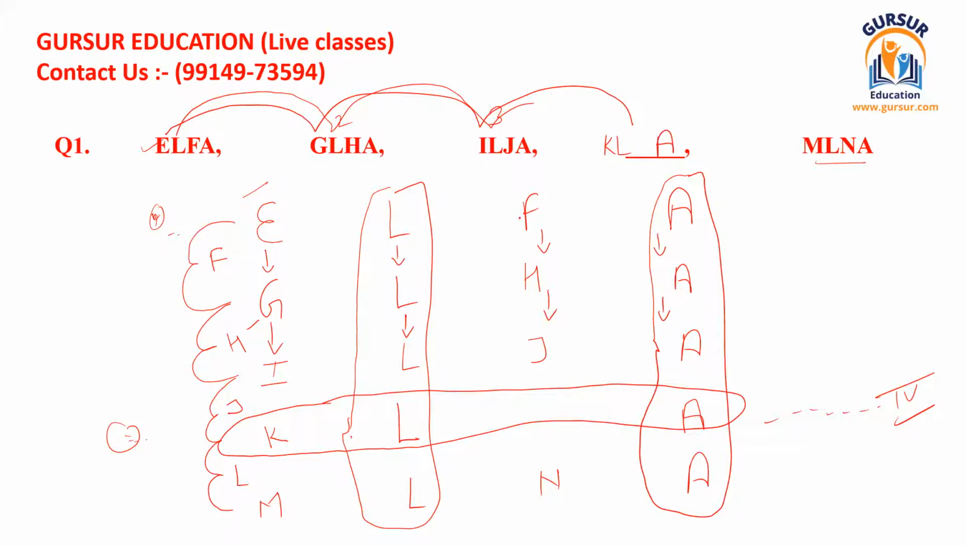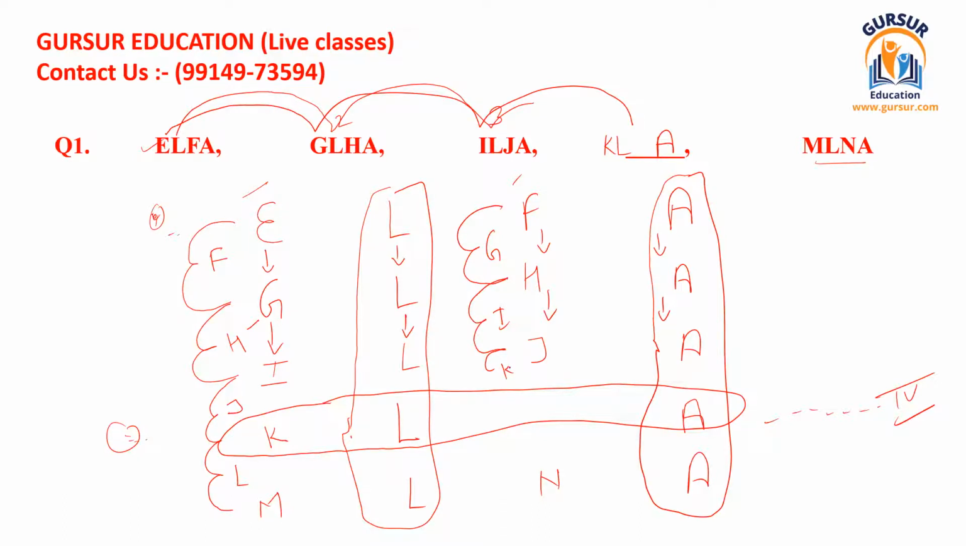Now we have to find the relationship of the third elements. This is F, H, J, something missing, then N. This is simply the addition of one letter only. After F, G comes. After G, H comes. After H, I comes. After I, J comes. After J, K comes.